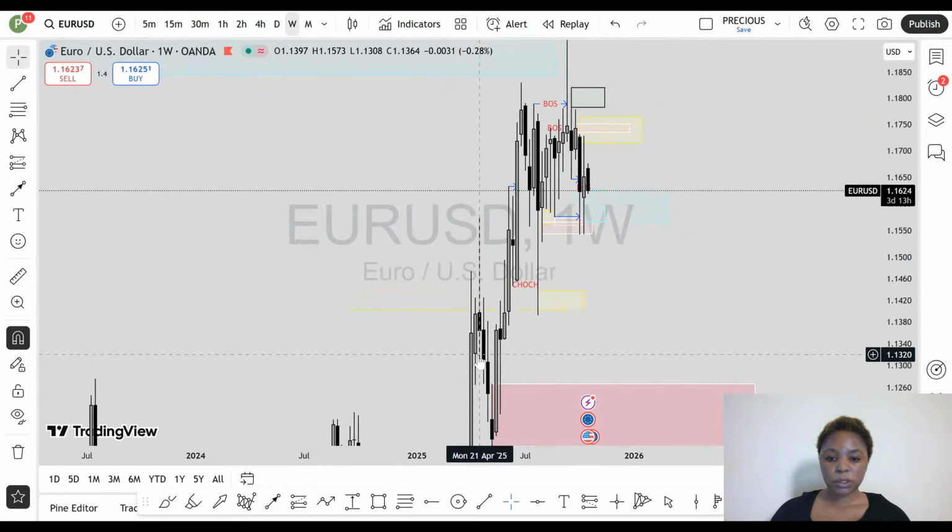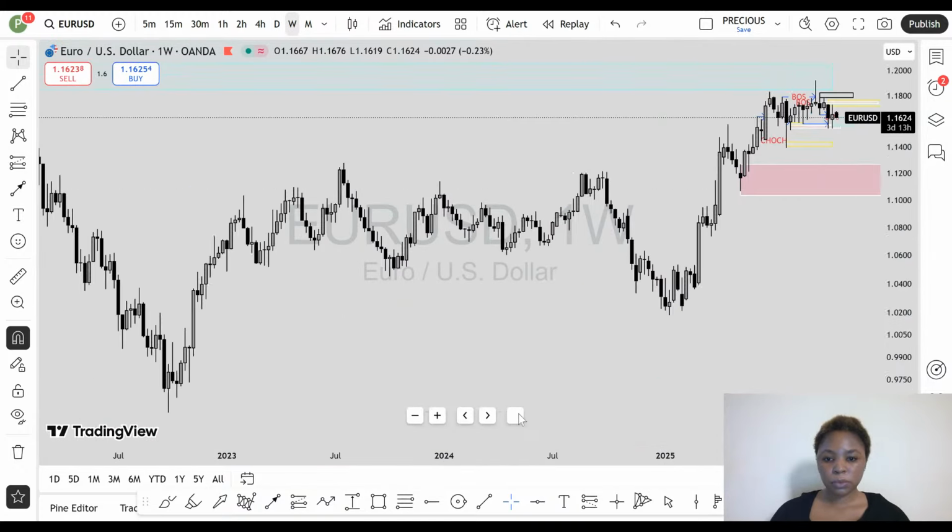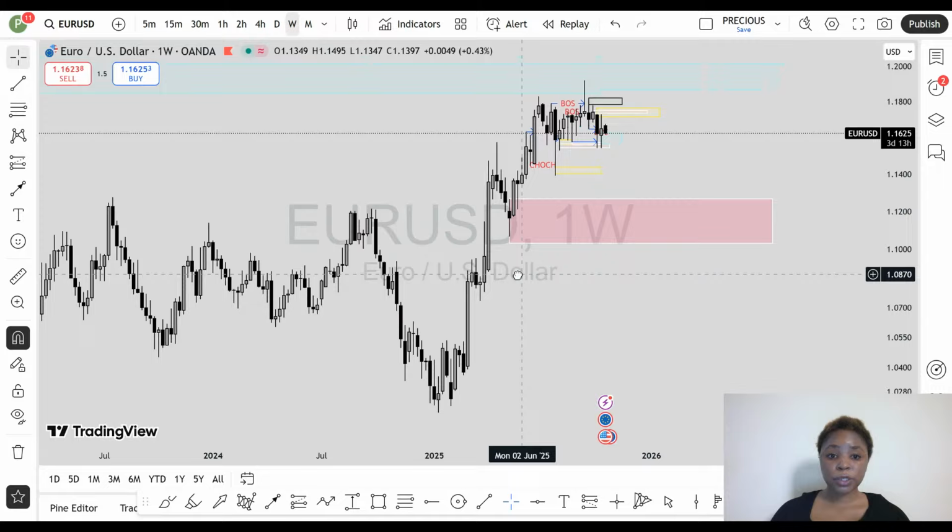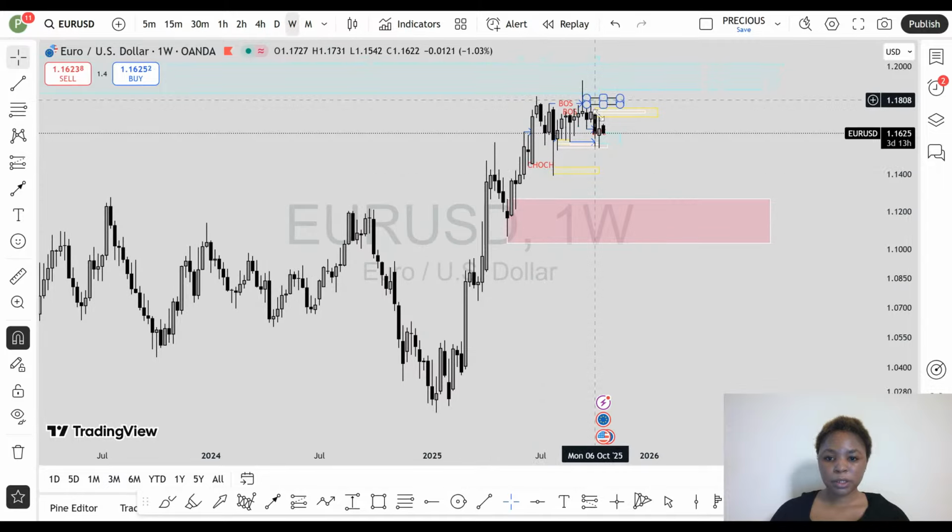You can see what is going on here. You already have a change of character on the daily. You guys can see the market is trying to pull to this level here before it starts buying on the weekly.